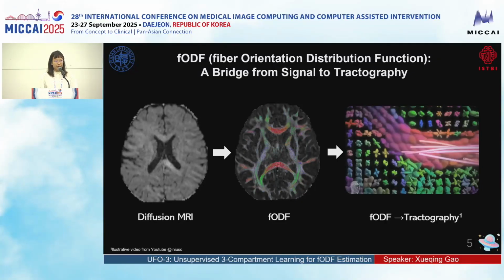Going from diffusion MRI signal to tractography relies on estimating fiber ODF, which is short for Fiber Orientation Distribution Function. And that is our main focus. Let's zoom in on the fiber ODF image. It shows the directions in each voxel. And by connecting fiber ODFs, we get tractography.